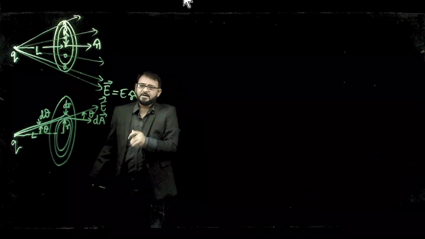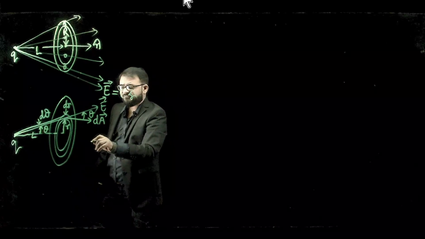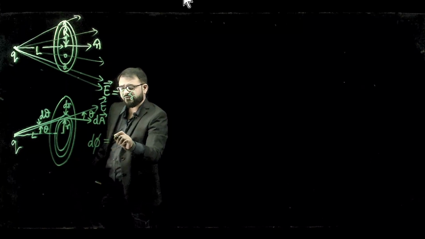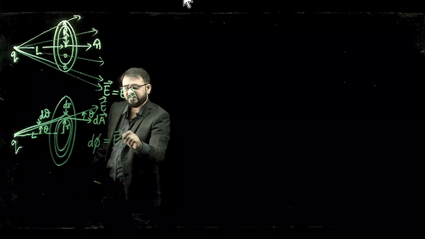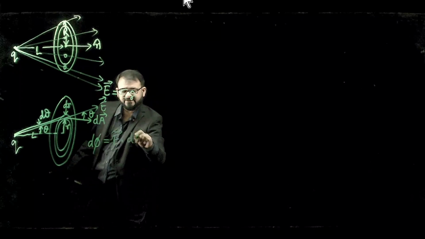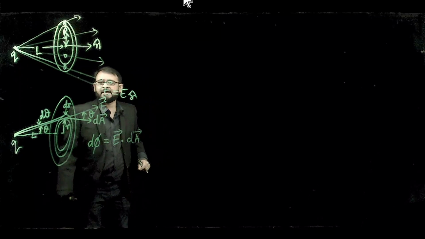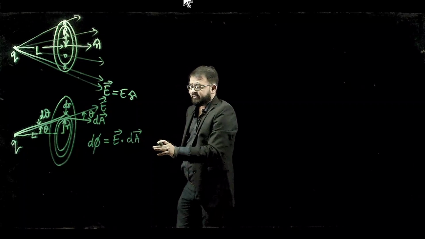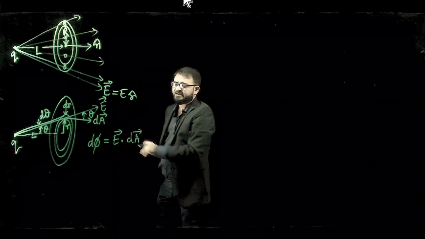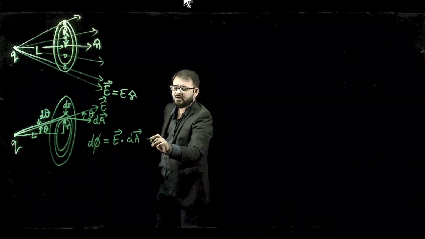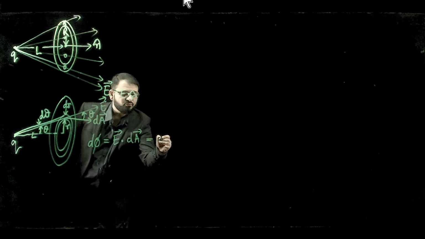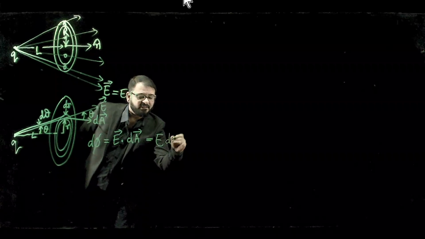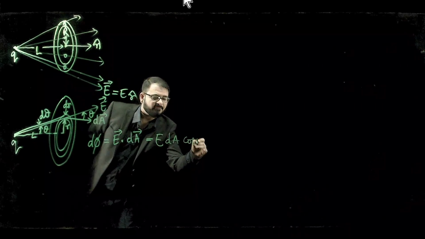Now, let's try to calculate the tiny flux. Our tiny flux d phi is going to be E dot dA. What is the angle between E and dA? It is theta. So we can write it down as E, we don't know the magnitude, dA cos theta.